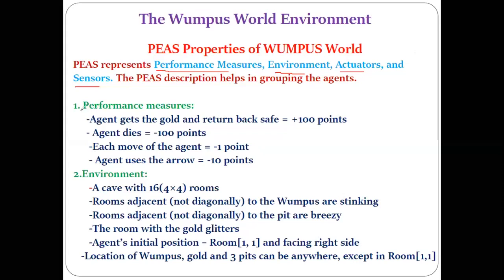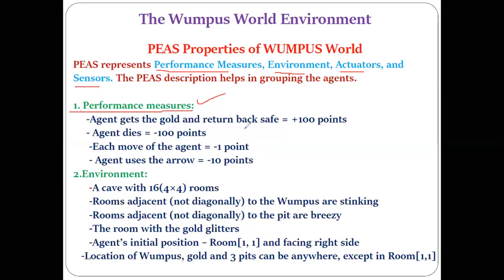So first, the first PEAS property of the Wumpus World environment is the performance measure. In the sense, when the AI agent goes on exploring or searching in the cave for the gold, how will its performance be measured? Understood? What are the parameters and metrics for measuring the performance of that particular AI agent or knowledge-based agent? For that purpose, certain performance measures are given.